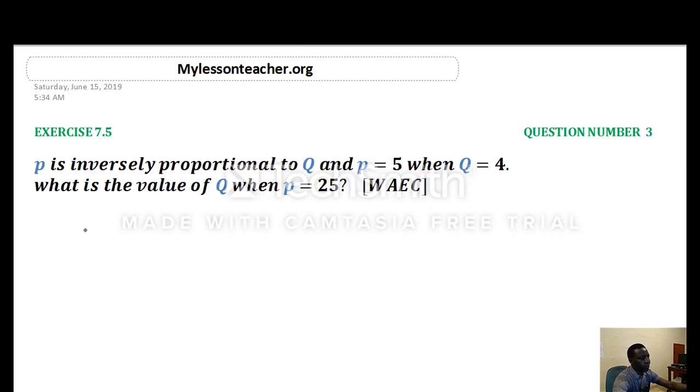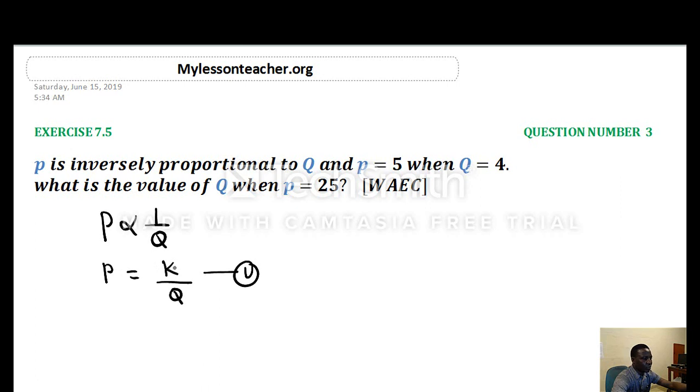Question 3 says, if p is inversely proportional to q and p is equal to 5 when q is equal to 4, what is the value of q when p is equal to 25? Now, whenever you are given a problem on variation, you should first of all get the relationship between the two or more variables before you go ahead solving for other unknown quantities. So we say p is inversely proportional to q. As an equation, we say p is equal to k divided by q. So this is my equation 1.